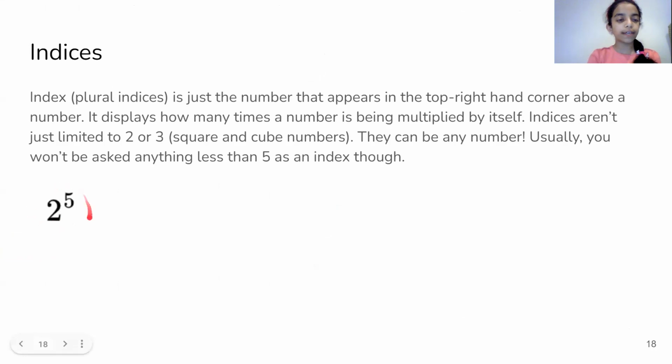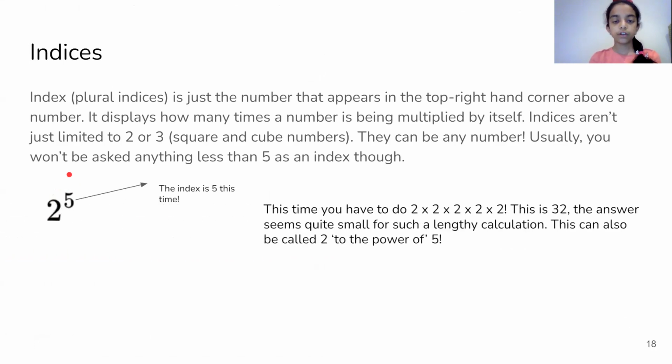So I've got this question here. So our index is 5 this time. So this time you have to do 2 times 2 times 2 times 2 times 2. You have to multiply 5 2s together. This is 32. The answer seems quite small for such a lengthy calculation.